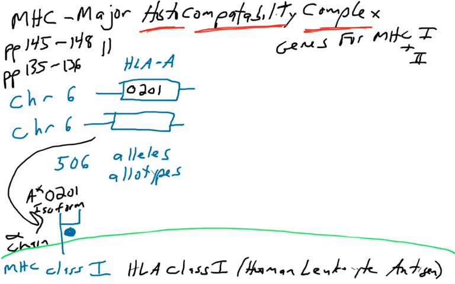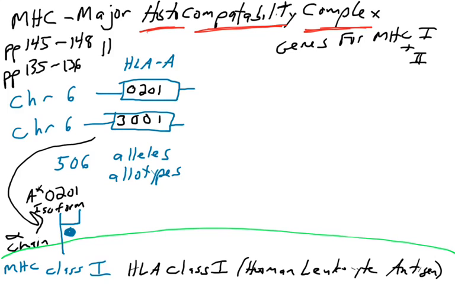And that's going to make a protein, which we'll refer to as the HLA-A 0201 isoform. So here's another new term, isoform, which can refer to these different versions of the protein that are found on the cell surface. Right?